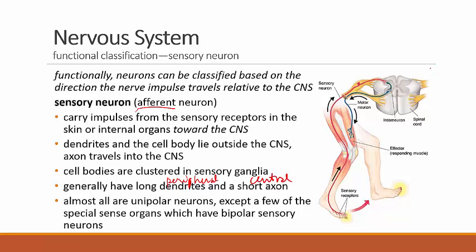Almost all of these sensory neurons are unipolar neurons, except for very few, and we've already talked about them, the bipolar neurons associated with some of the special senses. A special sense, by the way, is a sense that requires a very elaborate organ to function. So we're talking about gustation, that's taste, and olfaction, that's smell, and vision, and hearing, and equilibrium. Those are all the special senses.